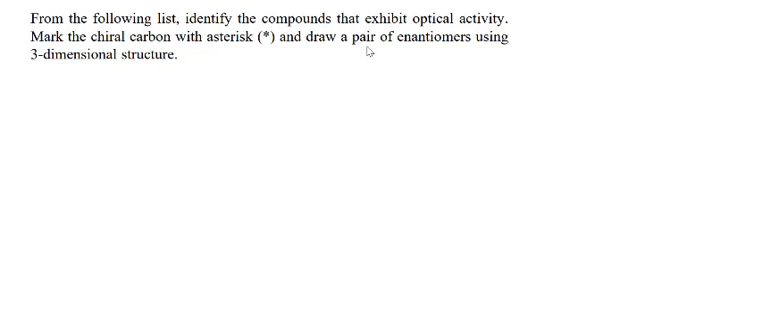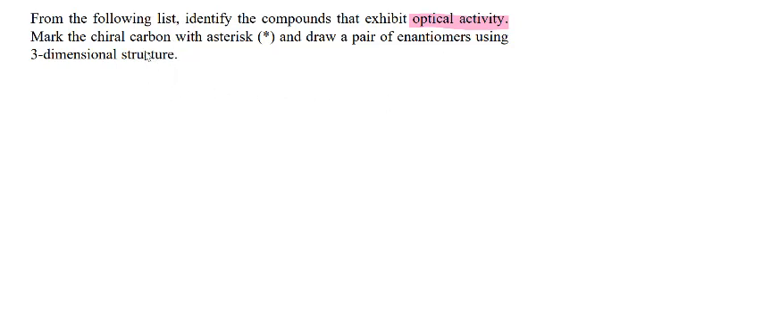For the next question in our tutorial, we are going to focus on the enantiomers. If you look at the question, from the following list, we are given a list, identify the compounds that exhibit optical activity. Optical activity is the ability of a chiral compound to rotate plane polarized light. If the compound has a chiral carbon or a chirality center, it means that the compound is optically active because it can rotate the plane polarized light.